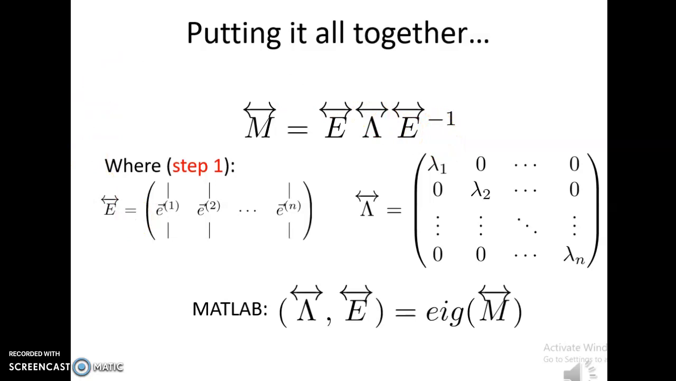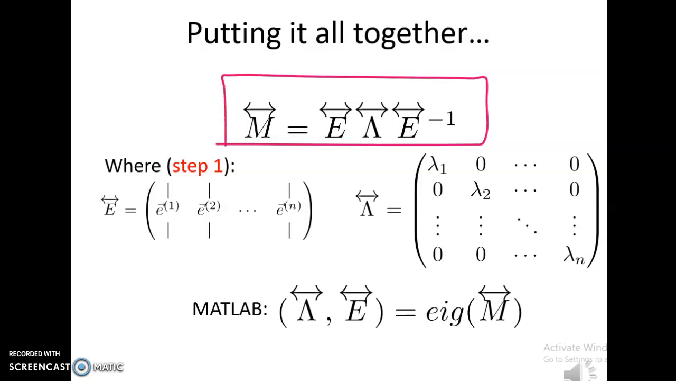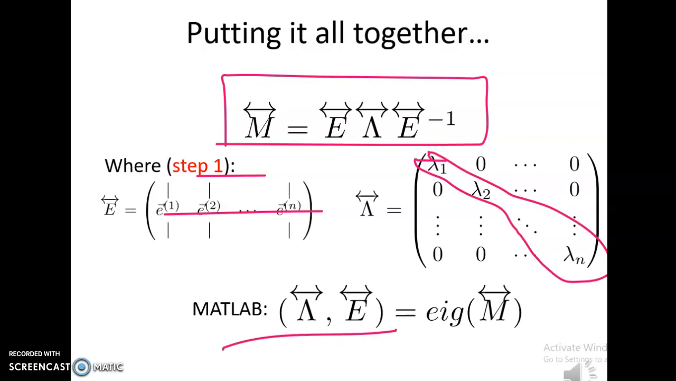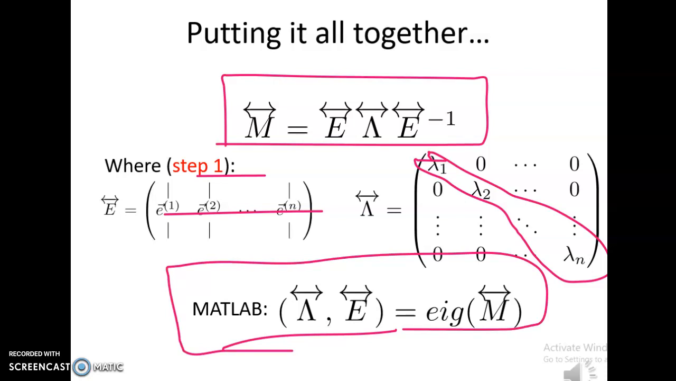Here, putting it all together: M equal to E times lambda times E inverse, where lambda is the diagonal matrix with lambda 1, lambda 2, up to lambda n. In MATLAB, like this: eig of M.